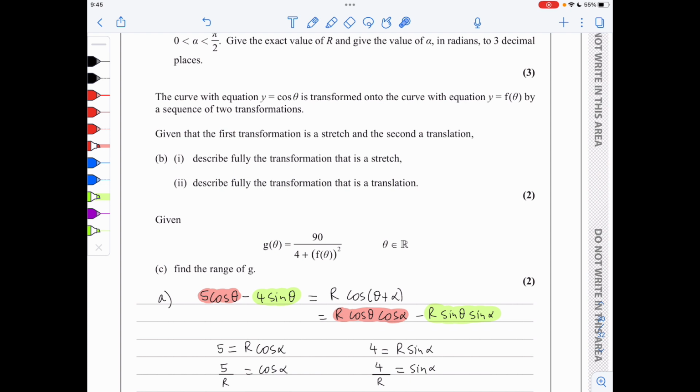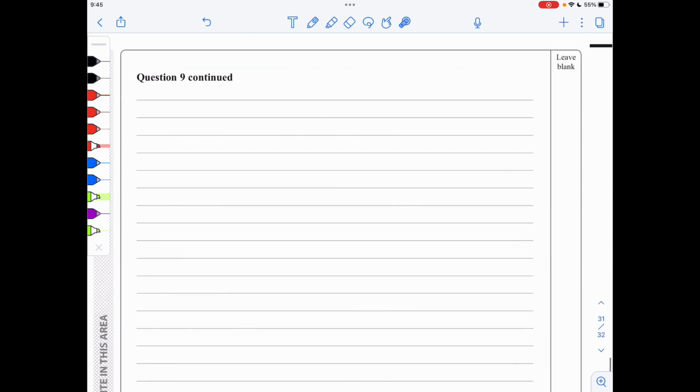And then in part C, given that g of theta is 90 over 4 plus f of theta squared, we need to find the range of g. It actually makes sense to try expressing g of theta in terms of the cosine we obtained. So this is 90 over 4 plus f of theta squared, which is 90 over 4 plus the root of 41 cos(theta plus 0.675) squared.